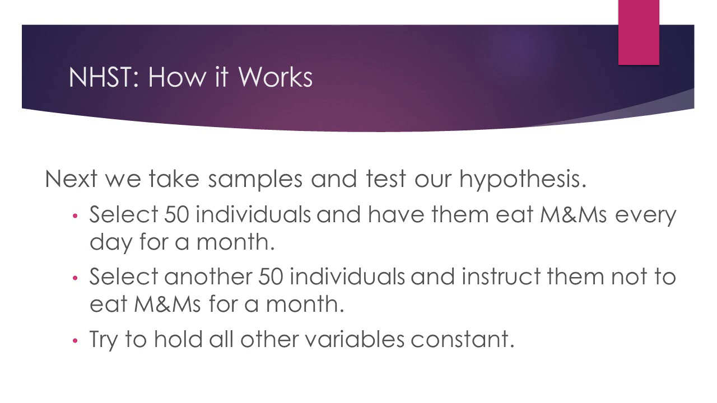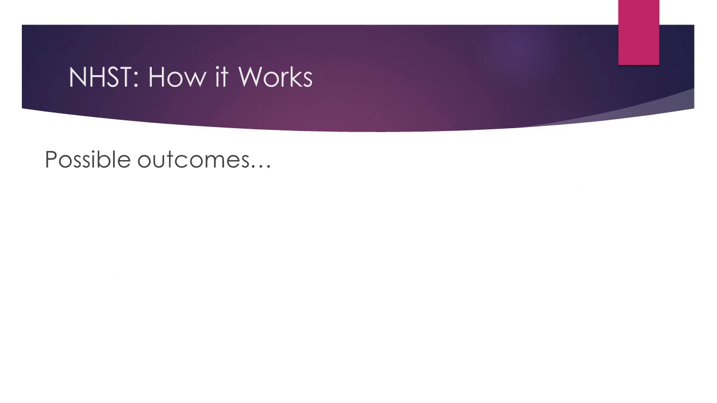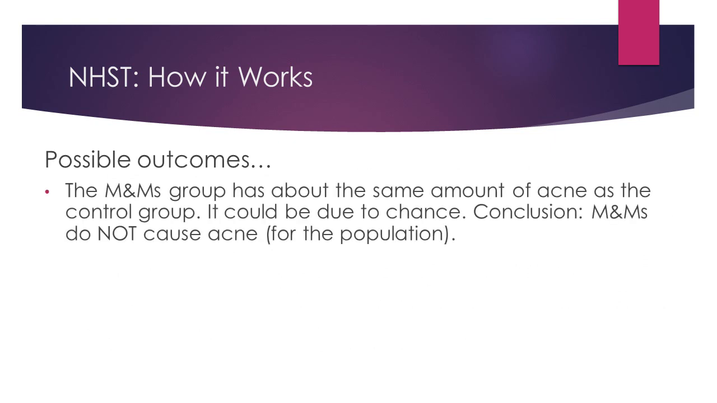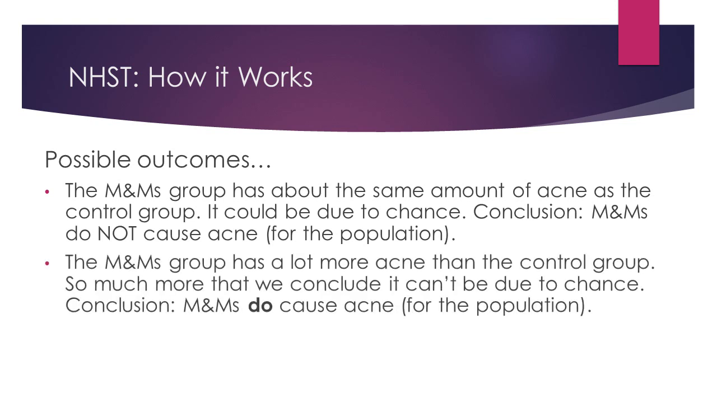So what happens at the end of the month? Well, some possible outcomes would be the M&Ms group could have about the same amount of acne as the control group. When that happens, it could just be due to chance. And our conclusion there would be that M&Ms do not cause acne, at least for the population we're interested in. Or it could be the case that the M&Ms group has a lot of acne, way more acne than the control group. And so much more that we just decide, hey, this cannot be due to chance. It has to be the M&Ms that are causing the acne. And that would be our conclusion, that M&Ms do cause acne.